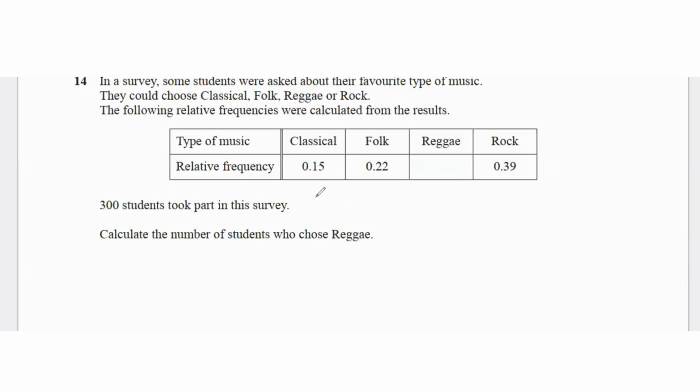So what we will do is, first we'll find the frequency for reggae, and that's going to be frequency of reggae: 1 minus 0.15 minus 0.22 minus 0.39. That's going to equal 0.24.